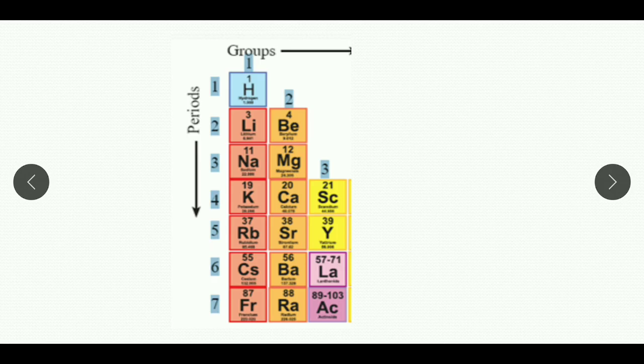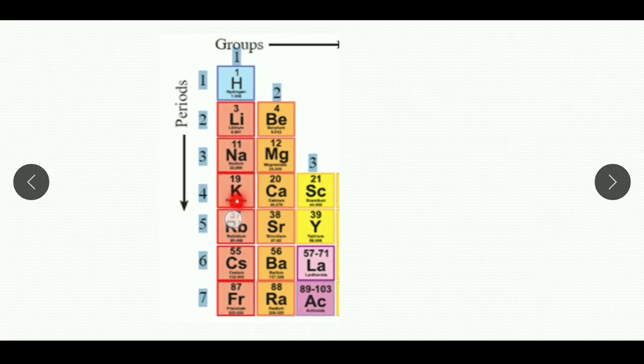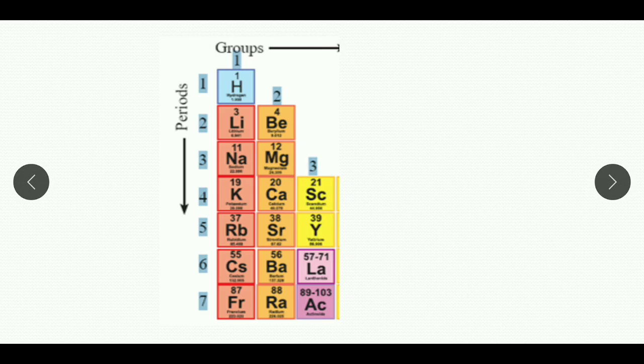That means it has electronic configuration as 1s2, 2s2, 2p6, 3s2, 3p6. After that, 4s2, 3d1. After 4s, 3d will be filled, because the rule is the energy, it is called Aufbau principle. It tells us that orbital with lower energy will be filled first and then with the higher energy. And 4s has less energy than that of 3d. Hence 4s will be filled first and then comes 3d.